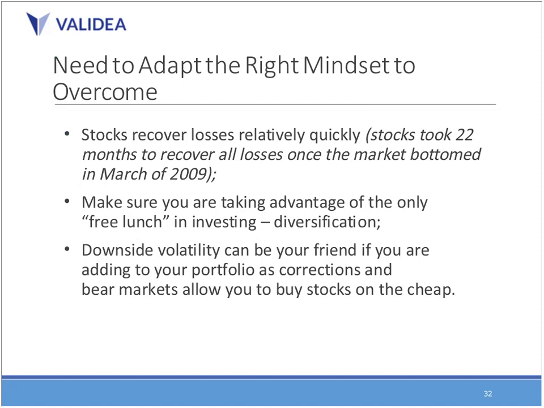Of course, you want to take advantage of the only free lunch in investing, which is to diversify your portfolio, both in the number of stocks and across different asset categories, realizing, though, that when market crunches come, you may have less diversification than you thought. But nevertheless, during most of the time, you should be taking advantage of diversifying among a number of securities. And downside volatility can certainly be your friend if you're adding to your portfolio as the markets become cheaper or actually go down.